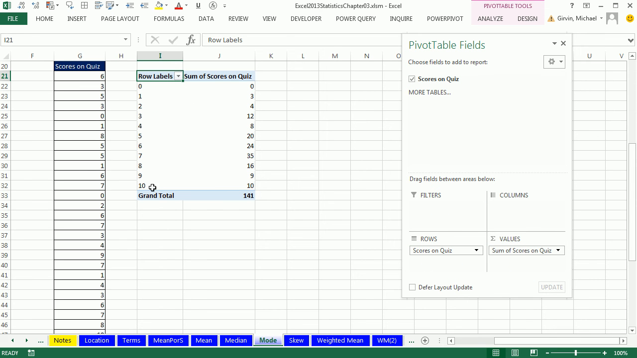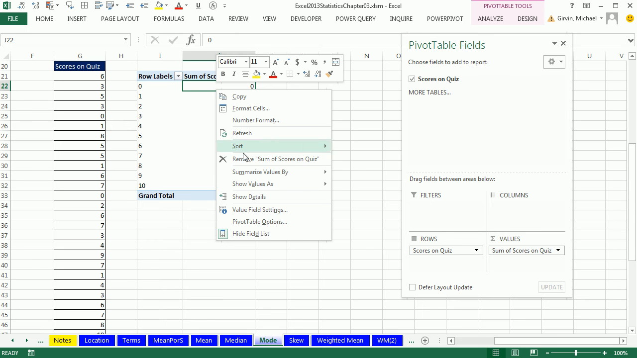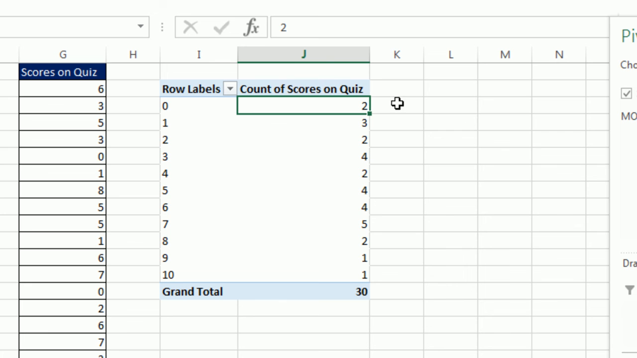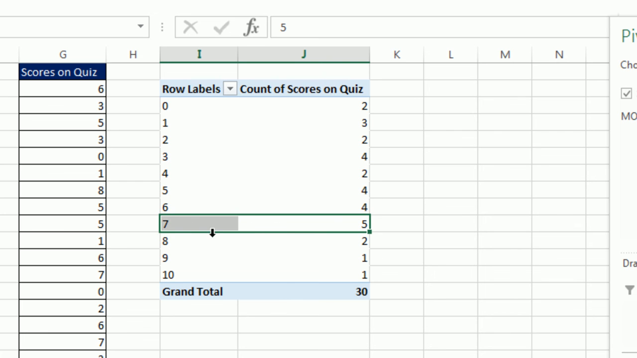And here's our unique list. And oh yeah, right click, summarize value by count. And here we have, see, there's lots of 4s. Oh, but there's one mode. So 5. Quiz score 7 occurred 5 times, so that means the mode is 7.